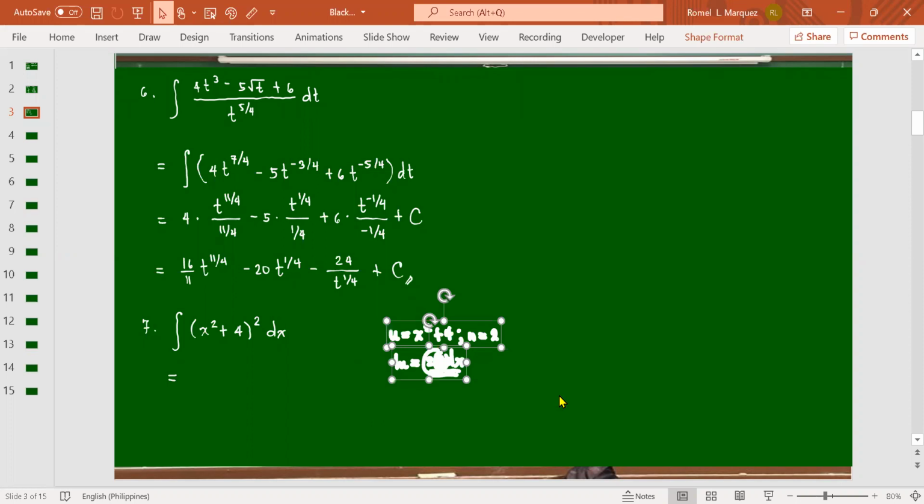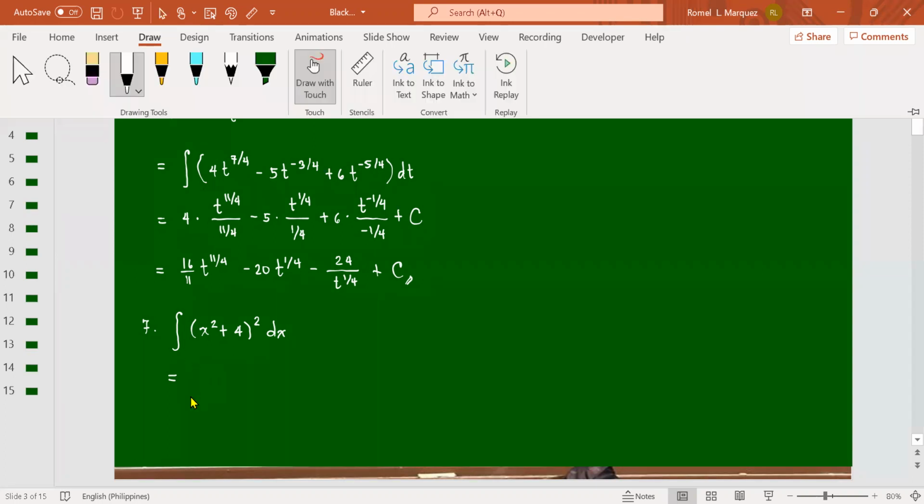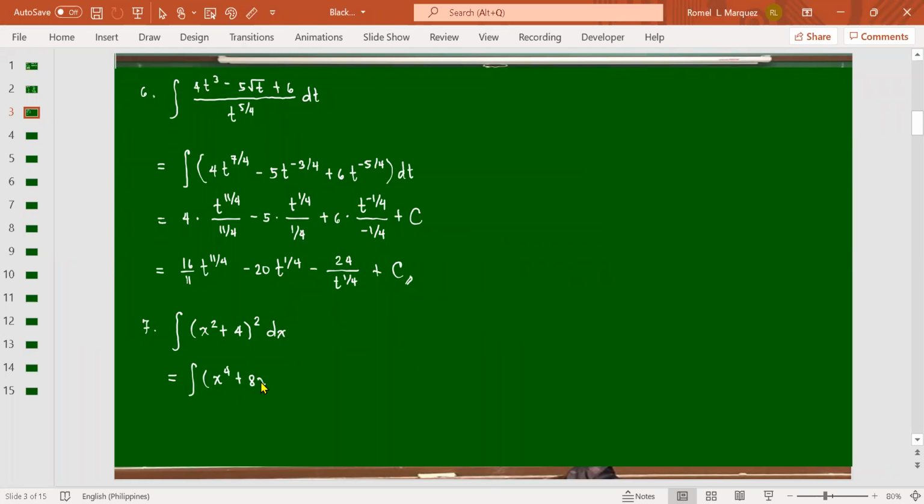Okay po. What are we going to do? We are going to expand. When expanded, what do we get? x to the 4 plus 8x squared plus 16. And then apply integration term by term, right? What's the integral of the first term? x raised to 5 over 5 plus 8x cubed over 3 plus 16x. Plus your favorite, c. Okay? Or we have 1/5 x to the 5th plus 8 over 3 x cubed plus 16x plus c.